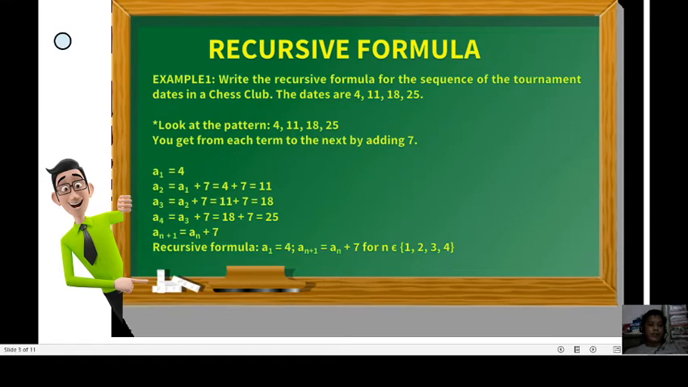So our recursive formula is a sub 1, the first term, is 4, and a sub n plus 1 is equal to a sub n plus 7, where n is an element such that 1, 2, 3, 4.